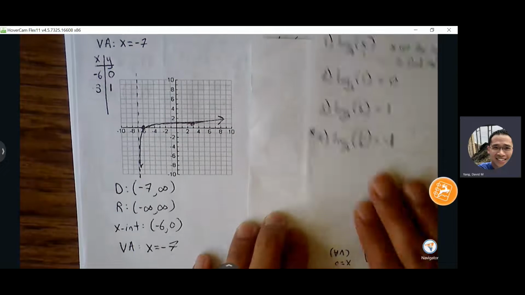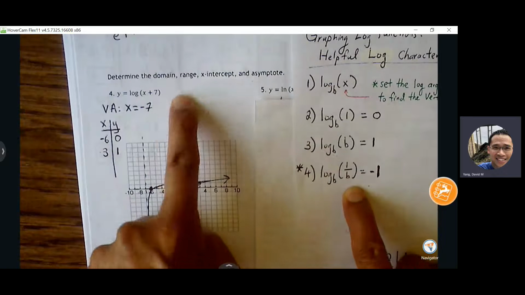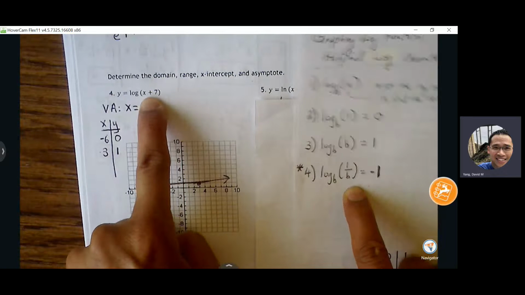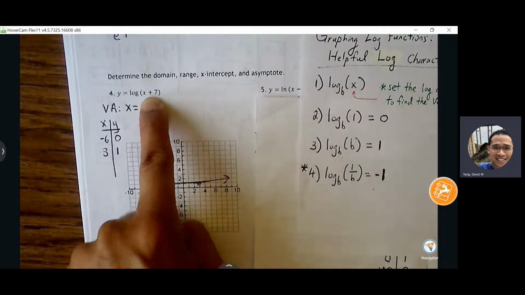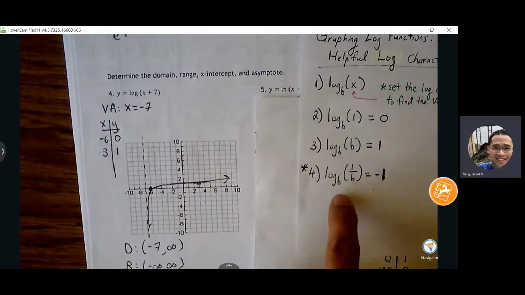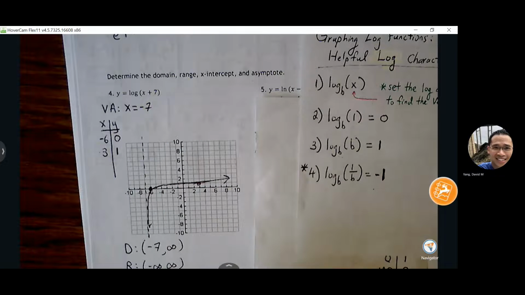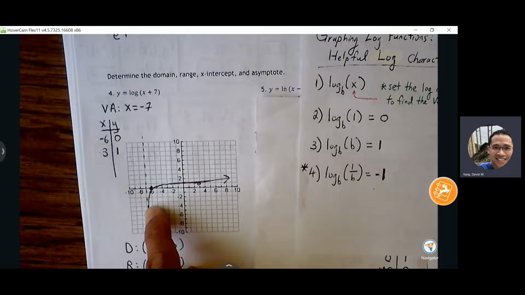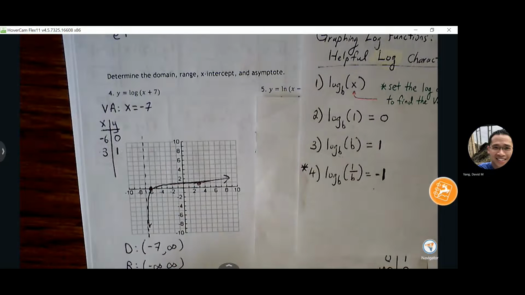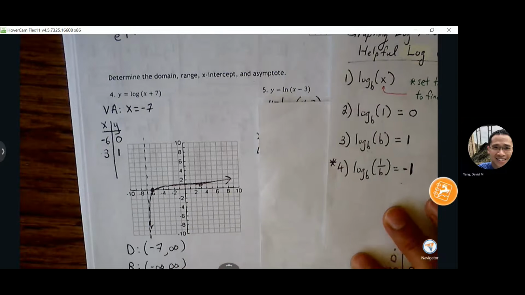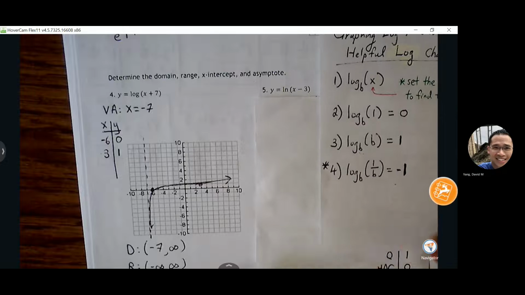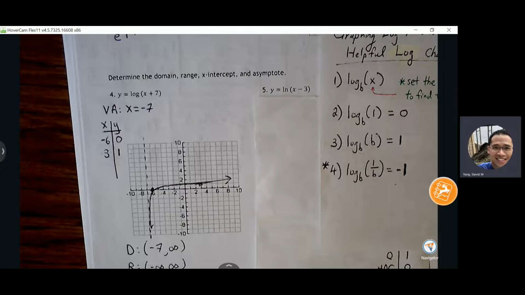Yeah, I would say don't worry about that if there's a shift. What you would do is set x plus 7 equal to 1/10, and solve for x. But it's just going to be really close to the asymptote. It's not really going to be that horrible. But typically, I would say vertical asymptote and 2 ordered pairs. That's all you need to get a pretty good look at that graph. Okay, let's try number 5.